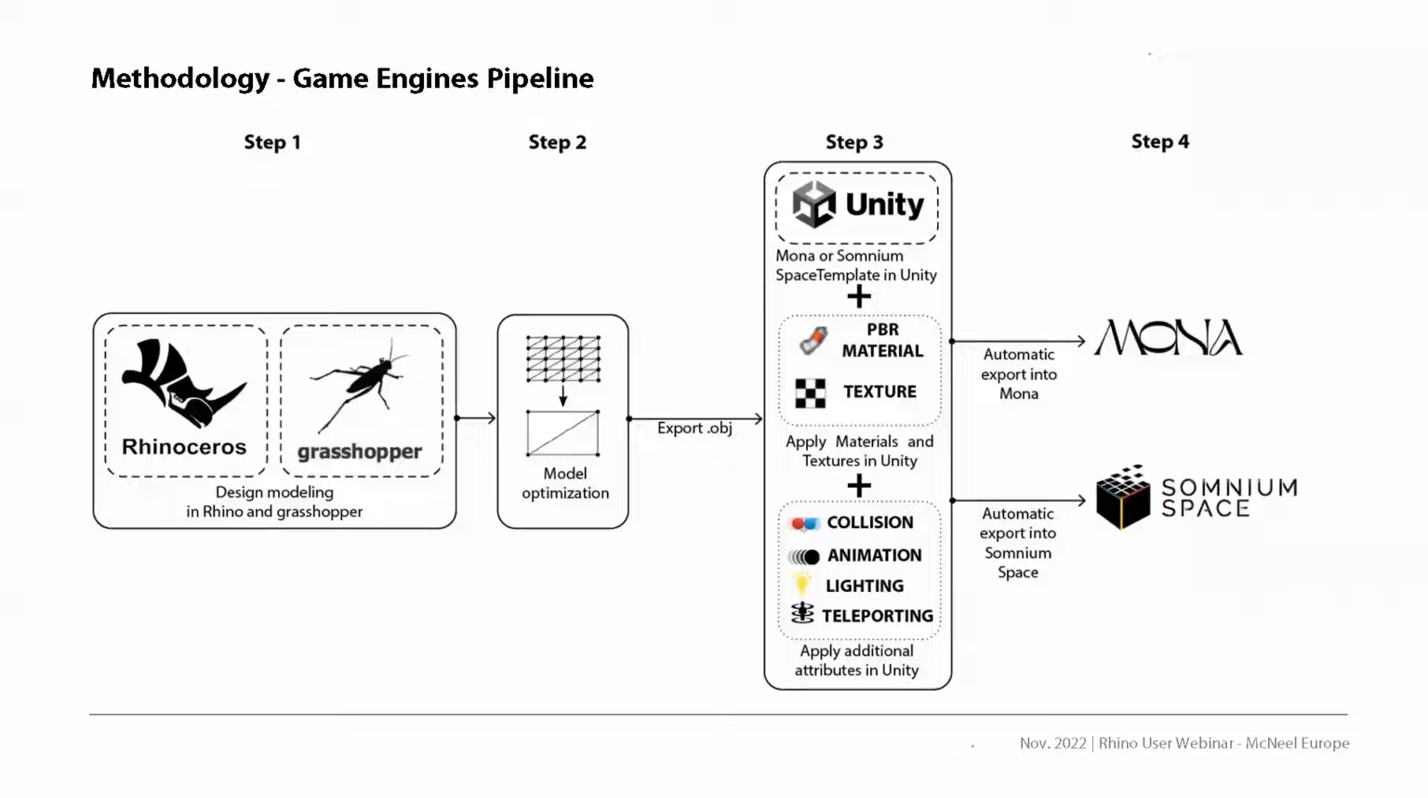Finally, the game engine pipeline. For the game engine pipeline, geometry was modeled and optimized using Rhino and Grasshopper, including materials and textures, and was exported to Unity. A Unity template provided by Mona was implemented to translate the model file into the virtual environment. Colliders, interactivity elements, materiality, animations, and lighting features were added via Unity.